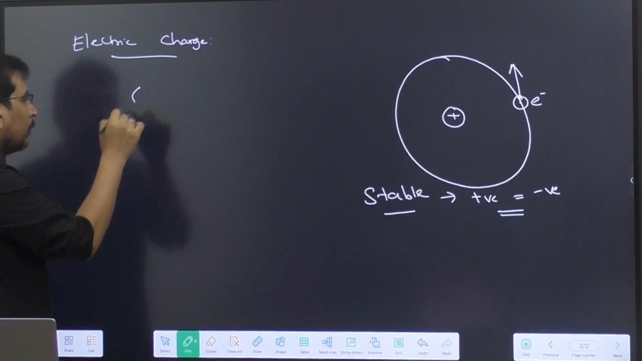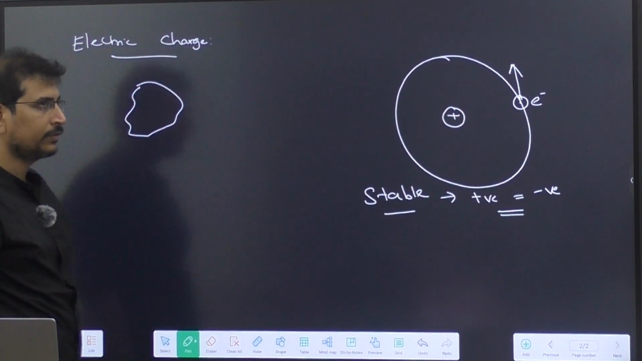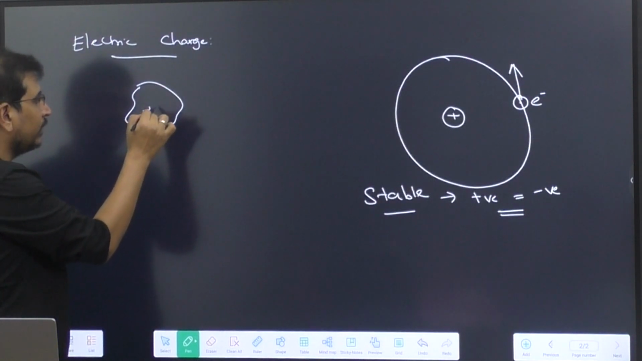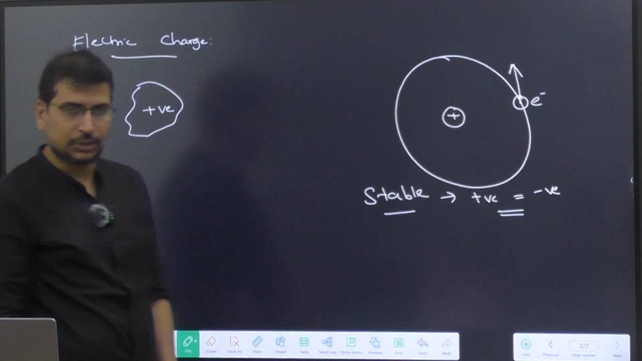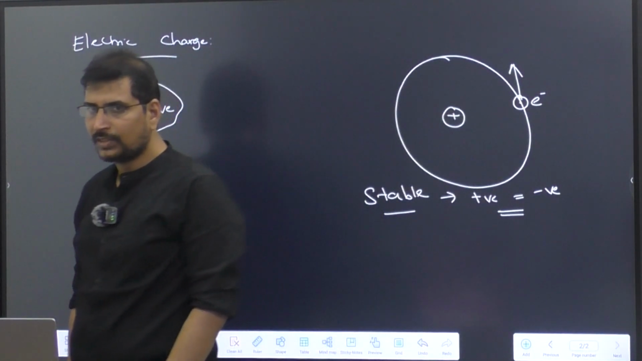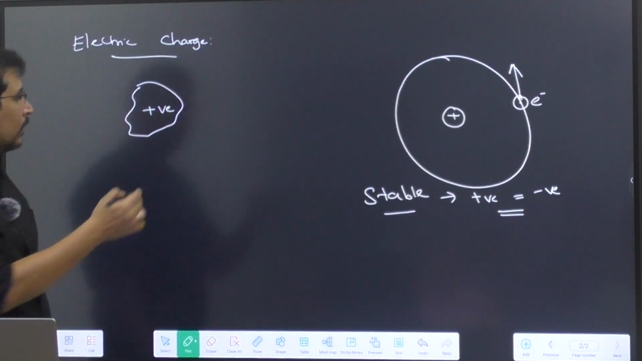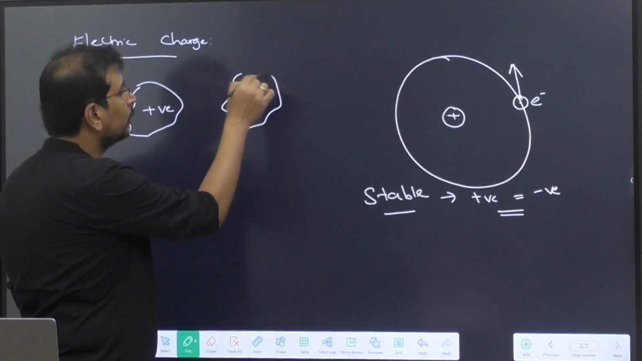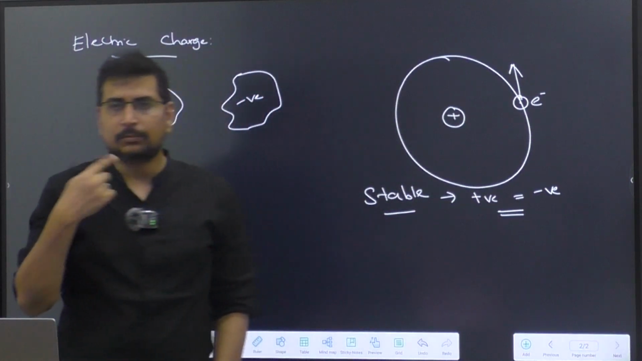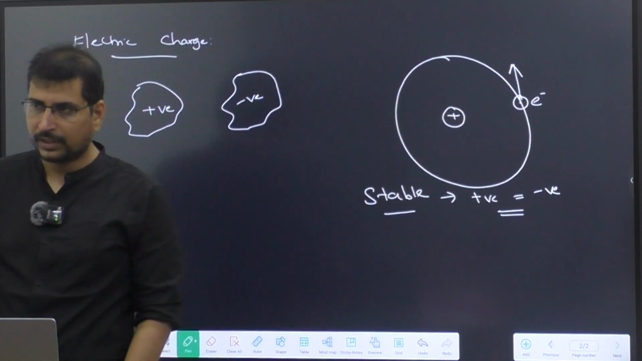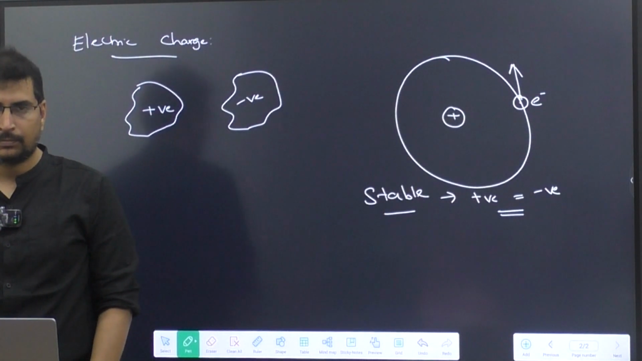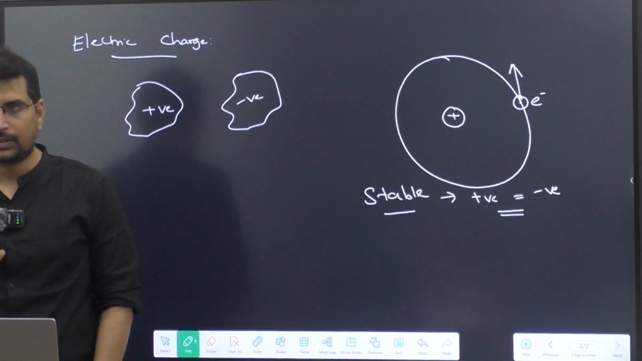So, if I talk about a material, let's say it's some random material, and I say this material is positively charged. What is your understanding of it? Similarly, I can think of another material which is negatively charged. When I say something is positive or something is negative, in both the scenarios, can I say that the material is unstable? Right, have that in your mind.